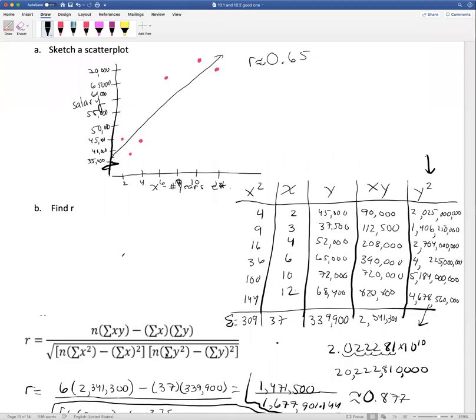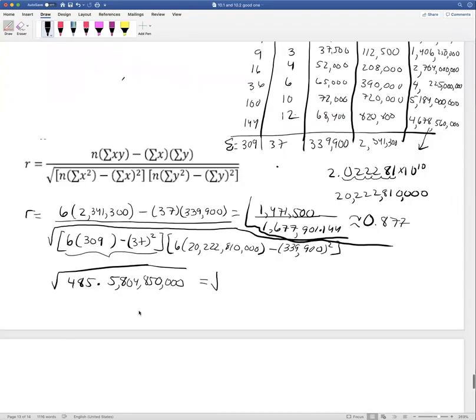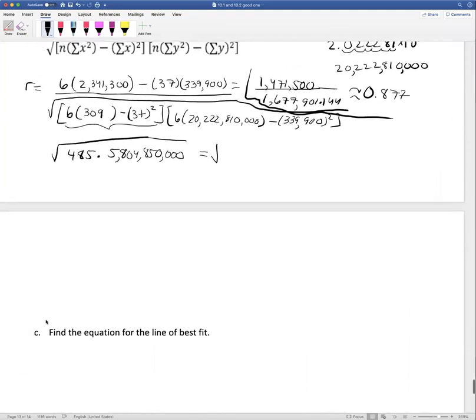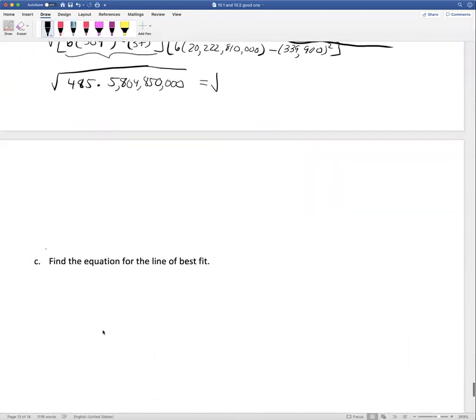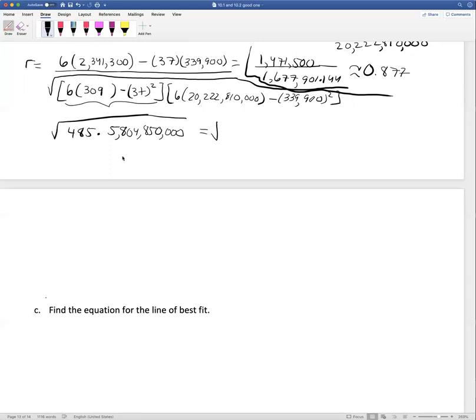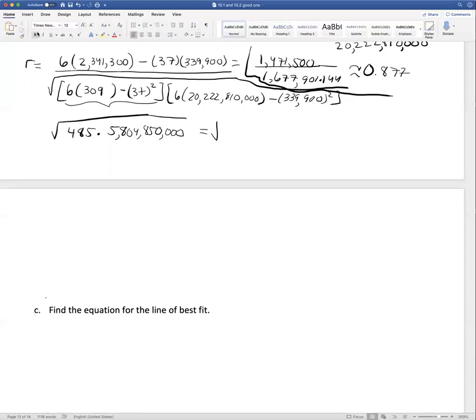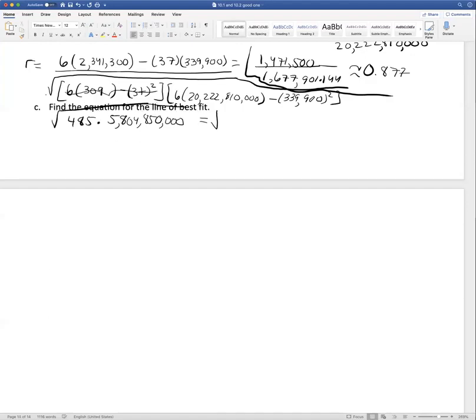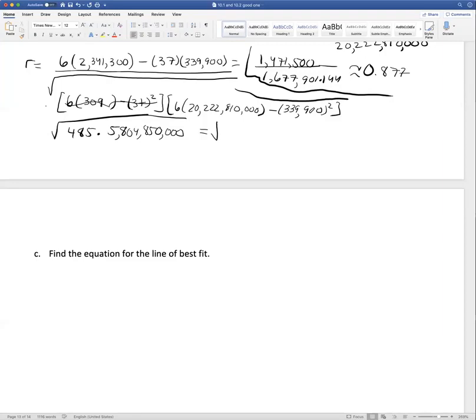So there is a pretty decent correlation between the number of years of education after high school and the salary according to this. But the last thing that I wanted to focus on was making sure that you're comfortable with finding the equation for the line of best fit. And again, we're going to use a lot of that information that we just talked about to help us out with this. So let's make sure you can find the equation for the line of best fit.